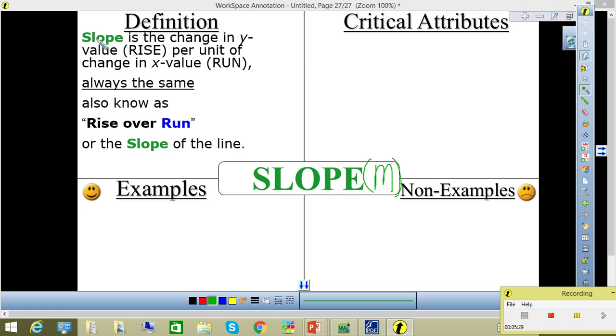So, it says, slope is the change in Y value, also known as a rise. Everybody saw how we showed the lady to go up, right? Per unit of change in X value, which is a run, that's always going to the right. It's always the same, and another word that I use for always the same is constant. What is the word? Constant. So the slope is constant, also known as rise over run or slope for the line.